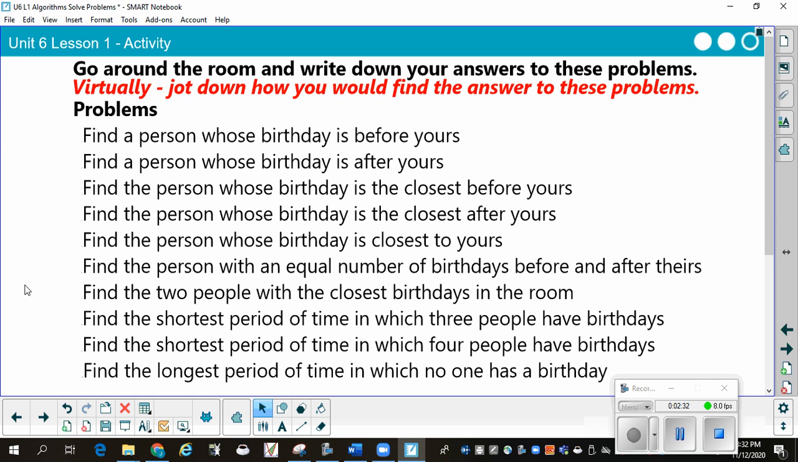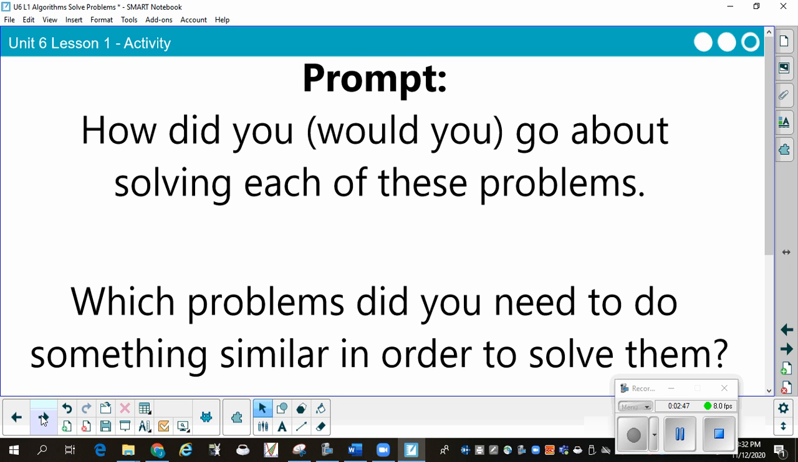So there's 10 problems. Jot down, if you could walk around the room, how would you go about solving all of these problems? How did you or would you go about solving each of these problems? Which problems did you need to do something similar in order to solve?